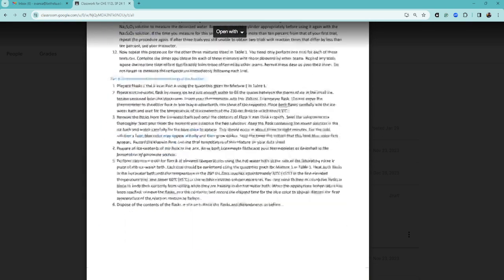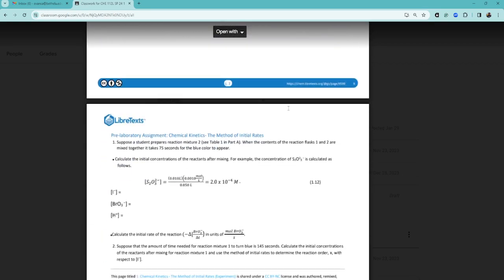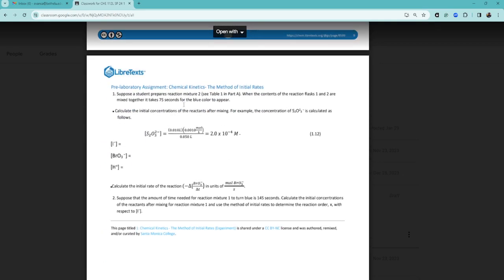So we're mixing those guys together. So scrolling all the way down, the first is the prelab. The first thing they want us to do is, supposing a student takes reaction mixture 2, table 1, where the contents of reaction flask 1 and 2 are mixed together, and it takes 75 seconds.